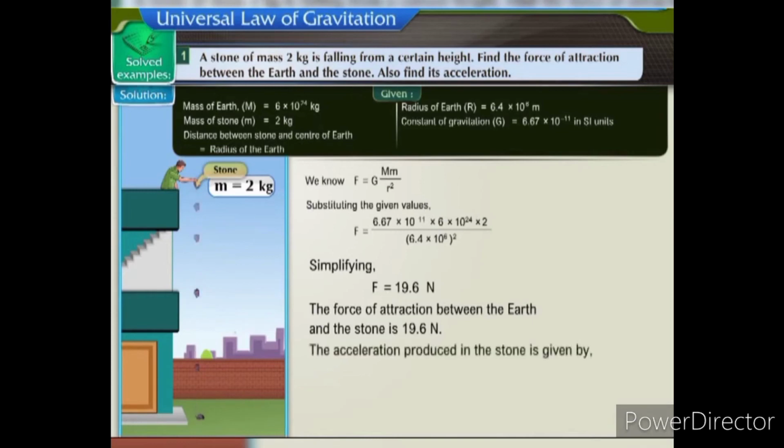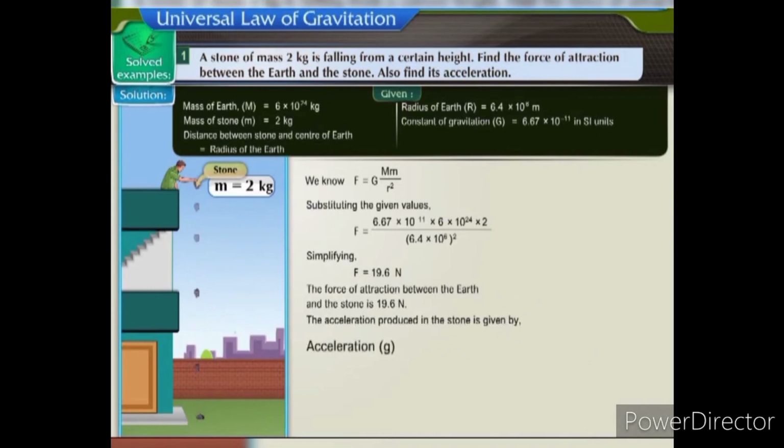Now, the acceleration produced in the stone is given by acceleration g is equal to F upon m. Therefore, g is equal to 19.6 upon 2 is equal to 9.8 meter per second square. Therefore, acceleration is equal to 9.8 meter per second square.